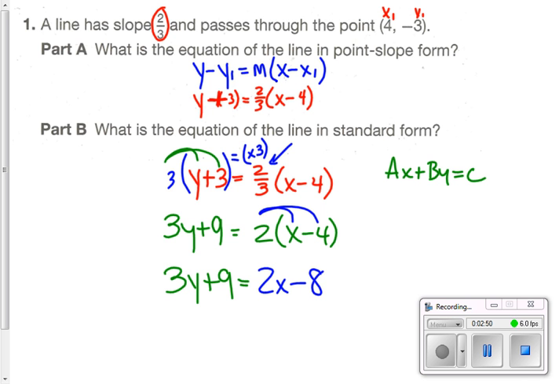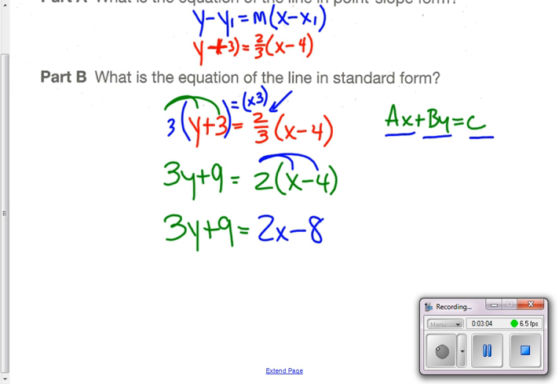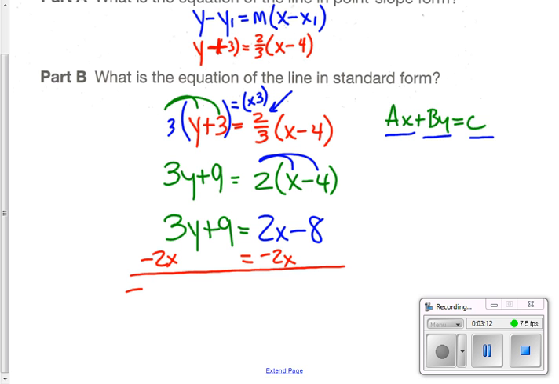Now I need to get ax plus by. So I need my x's and y's on one side with my constant on the other. Notice in the equation so far we have all integers. I have to bring my x over to the side with y. In order to do that, I'm going to subtract 2x on both sides. I wind up with -2x plus 3y plus 9 equals -8.